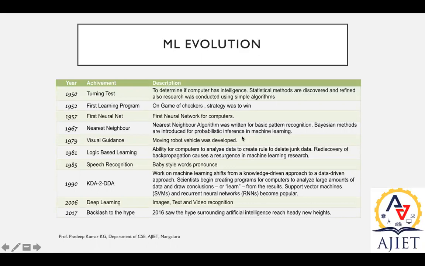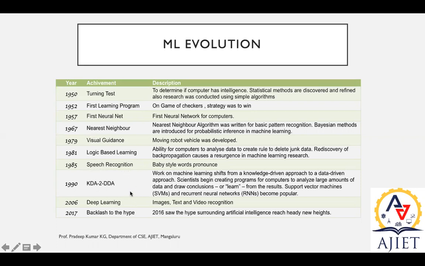So in this case, intelligence has been applied, that is, the rediscovery of backpropagation related to machine learning research has been employed. In 1985, speech recognition, that is baby-style words, pronouns. So these things are recorded and compared with the already recorded thing. So speech recognition came into the picture in 1985.